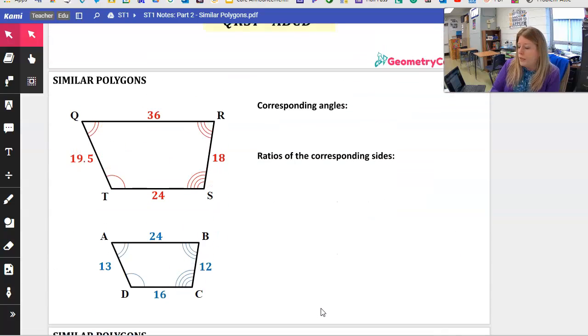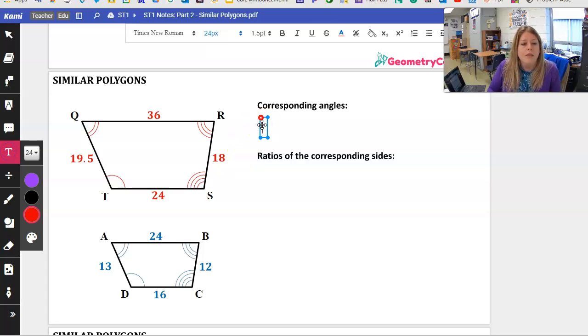Okay, so for this similar polygon, what are the corresponding angles and what are the ratios of the corresponding sides? So we're going to do corresponding angles first. So let's see, angle Q is going to correspond with angle A. Now these are congruent, so if you're handwriting, use the congruent symbol. If you have the time, you can go up here, right here where it says f of x, and you can use there's an actual typed congruent symbol in there too. So Q goes with A.